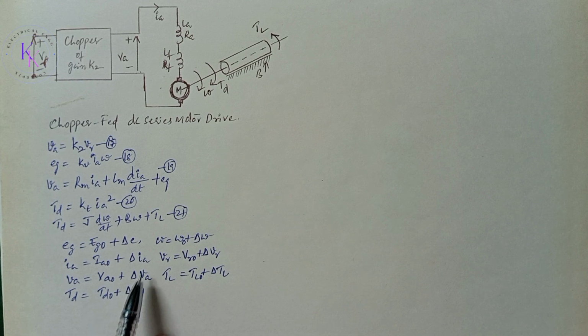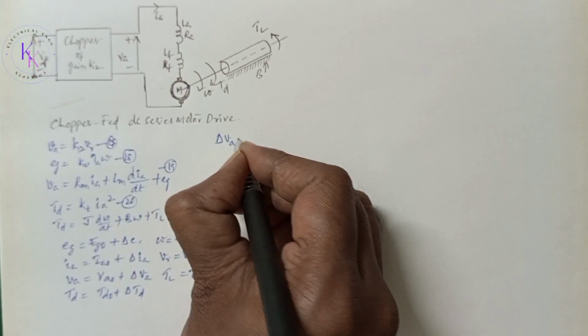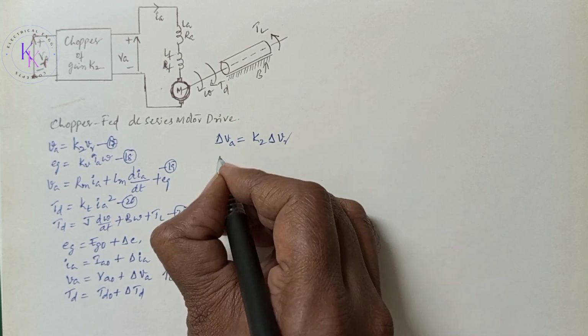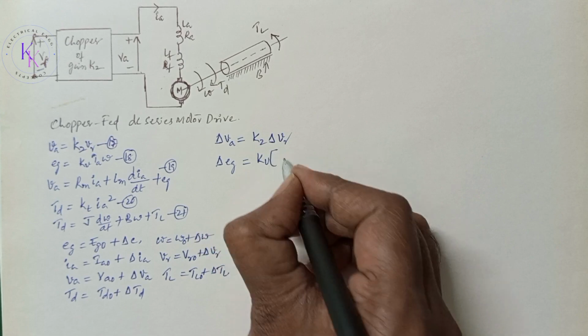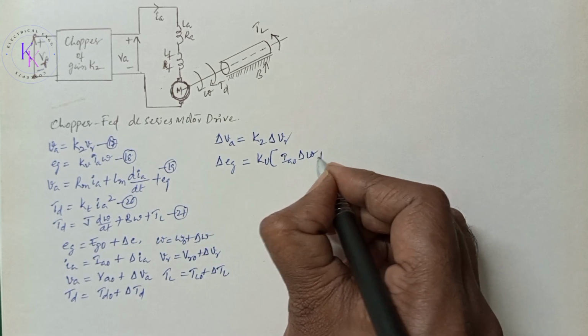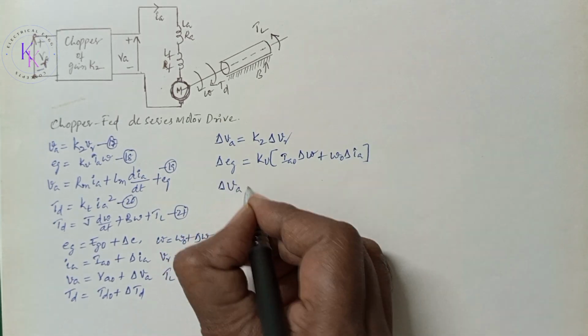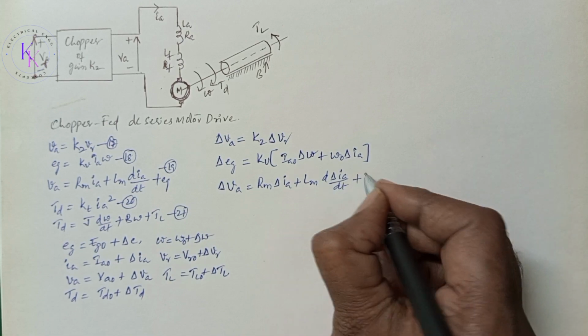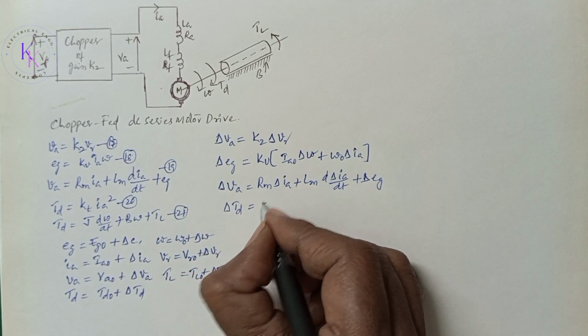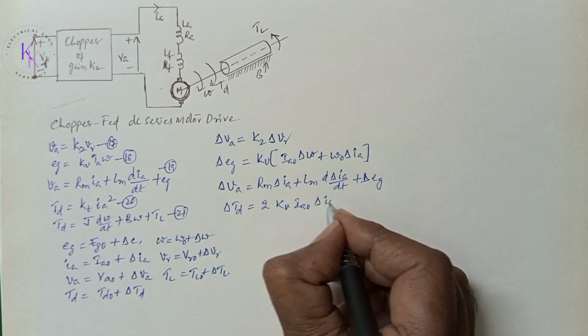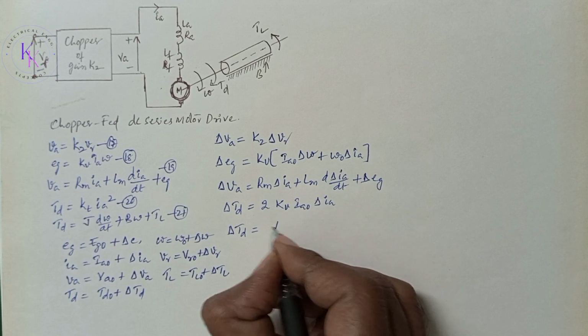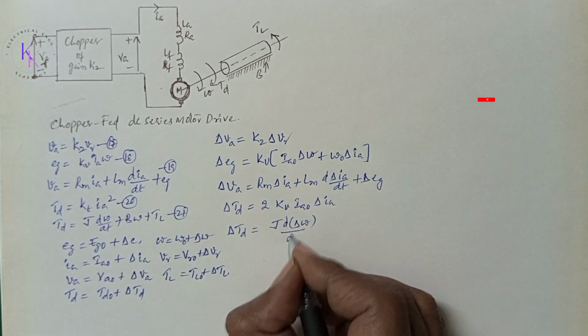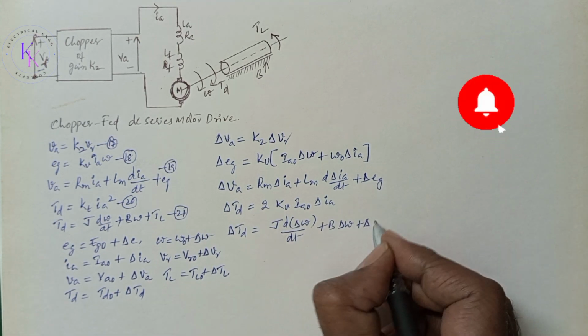Recognizing that delta Ia, delta omega and delta Ia square are very small, tending to 0, equations 17 to 21 can be linearized as: delta Va equals K2 delta Vr; delta Eg equals Kv (Ia naught delta omega plus omega naught delta Ia); delta Va equals Rm delta Ia plus Lm d delta Ia/dt plus delta Eg; delta Td equals 2 Kv Ia naught delta Ia. Similarly, delta Td is given by J d(delta omega)/dt plus b delta omega plus delta TL.